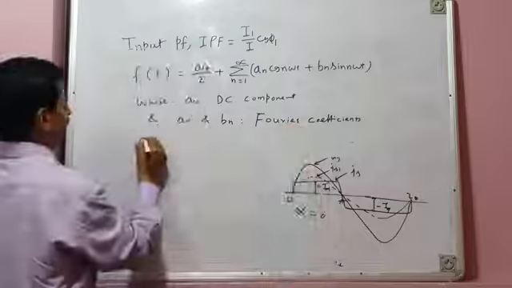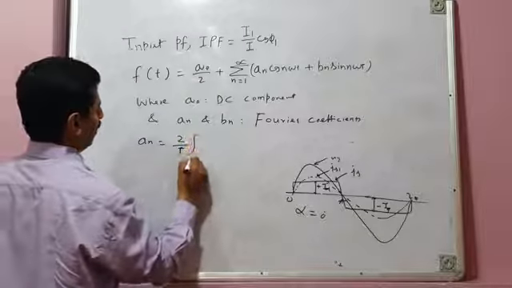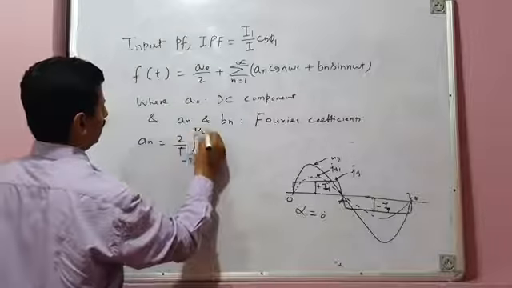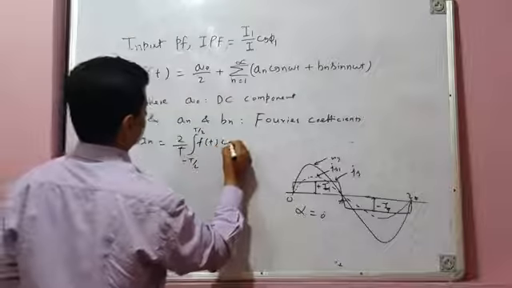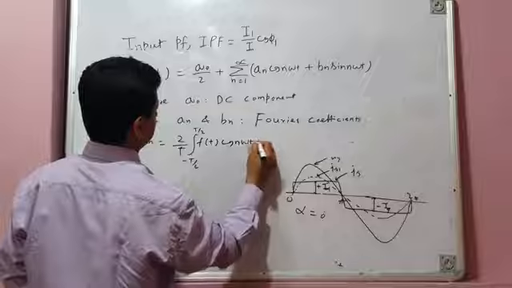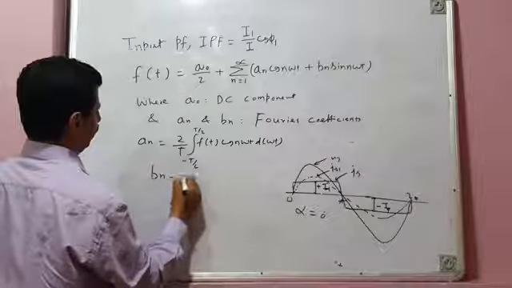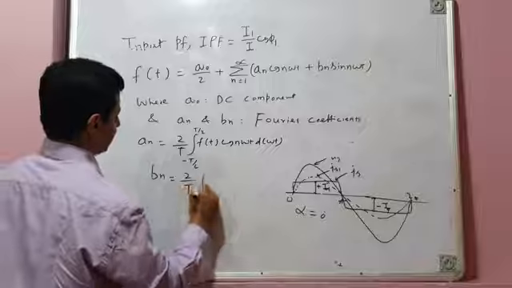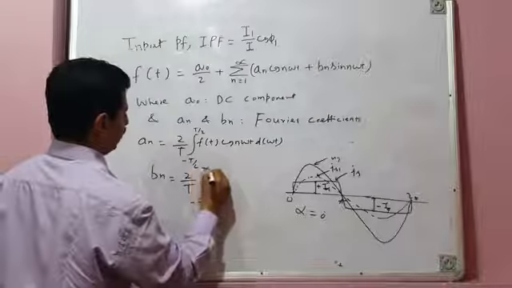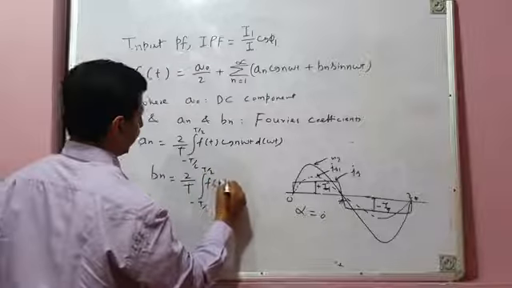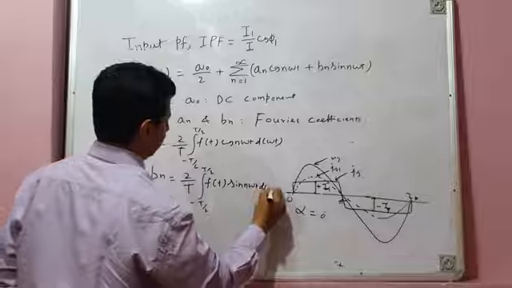What is an? an is given by this expression: 2 by T, integration from minus T by 2 to plus T by 2, f(t) cos n omega t d omega t. And bn, which is another Fourier coefficient, is given by 2 by T, integration from minus T by 2 to plus T by 2, f(t) sin n omega t d omega t. Remember this.